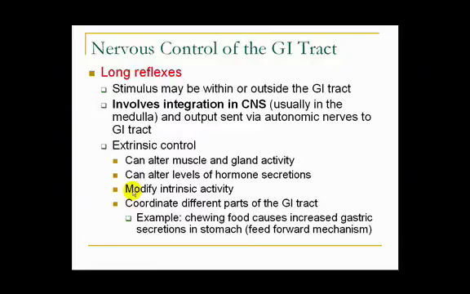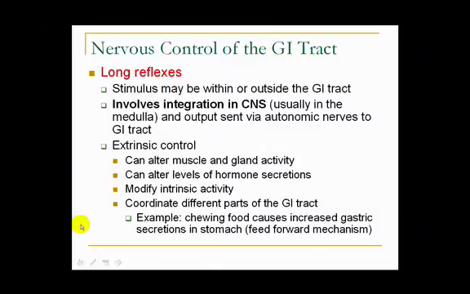That would be an example of a long reflex because the stimulus is outside of the organ that becomes your effector. So this involves the integration in the central nervous system. It's going to have to involve your central nervous system. Digestion is mostly controlled in the medulla, and then the output would be sent via autonomic nerves to the gastrointestinal tract. In general, your parasympathetic nervous system will make your digestive tract more active because it would make the smooth muscle and the glands more active, whereas sympathetic makes digestion less active.